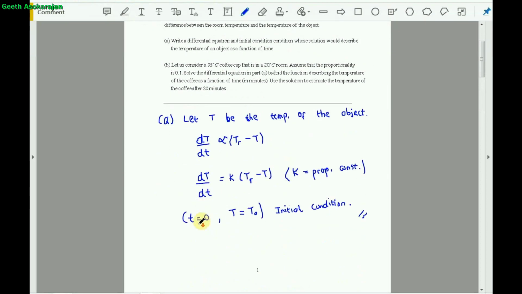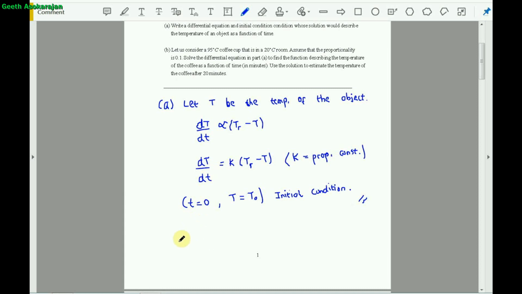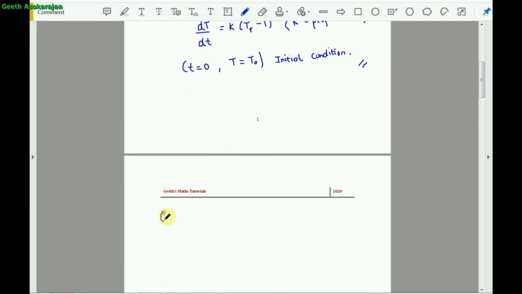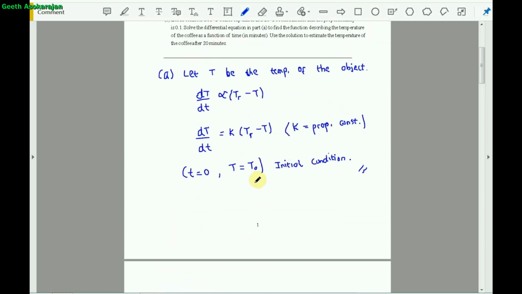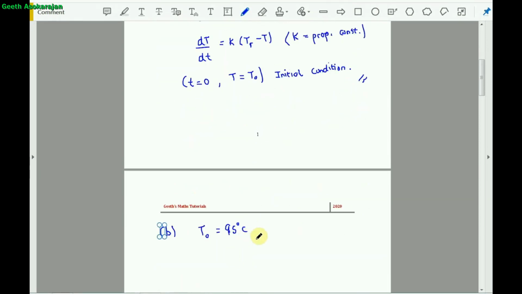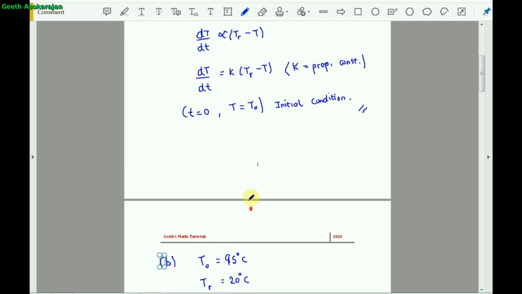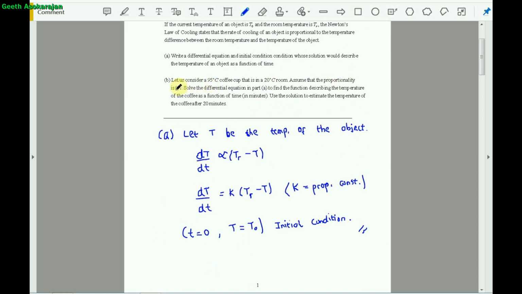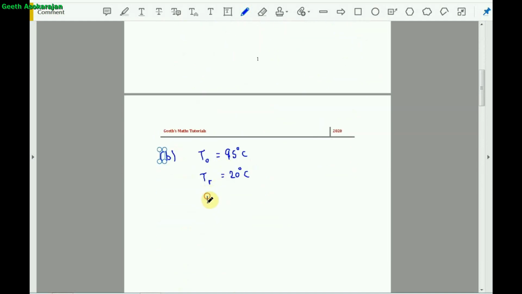So let me pick up my pen and let's gather some data. So if I use this page over here, second page, so let's have a look at part B. So let's say that T0, the current temperature of the coffee, is 95 degrees C, and we have the room temperature 20 degrees C. So room temperature is denoted by TR, remember, that is 20 degrees C. I think we have also been given the constant of proportionality value, which is 0.1. So k in this case is 0.1.